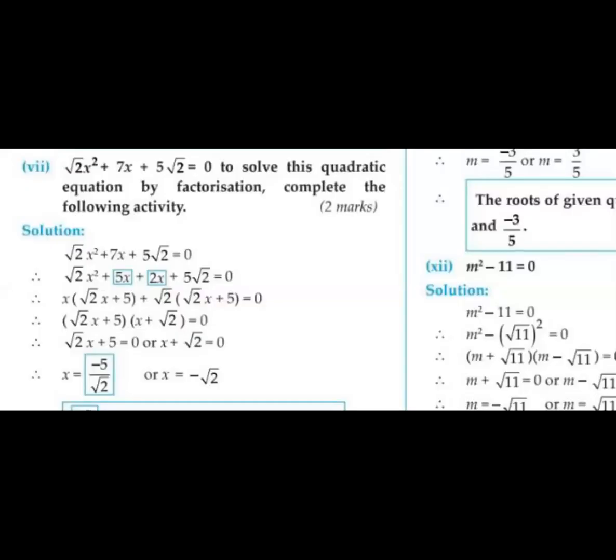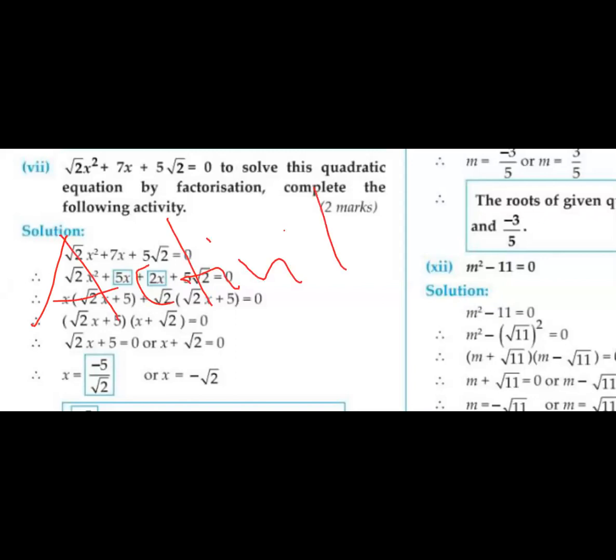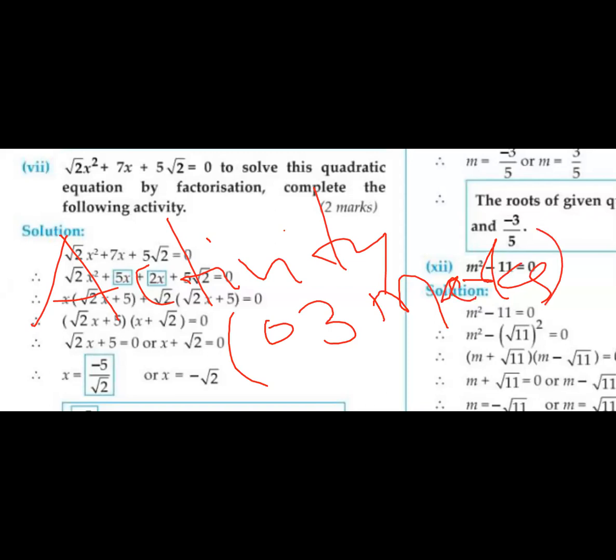The 2.2 exercise. Okay, question number 7. It is an activity based question. See, this is the activity. An activity question is asked for 3 marks. So there are selected activity questions, and this is one of them.